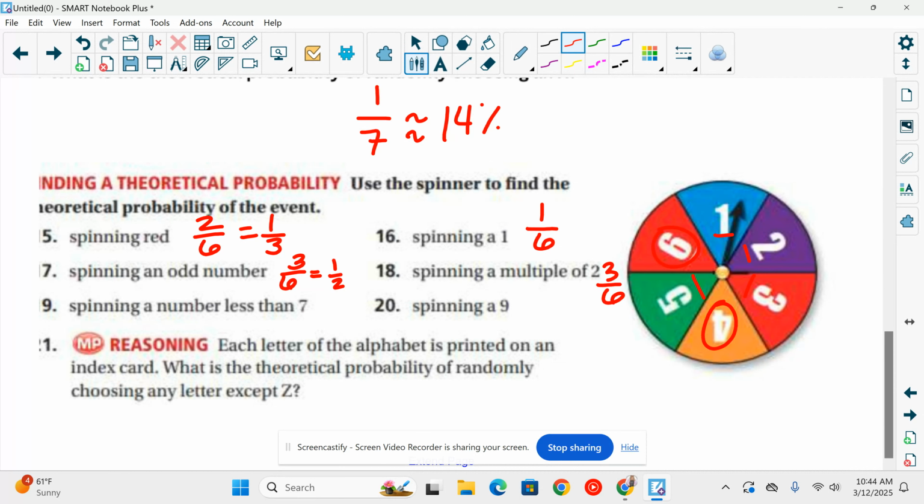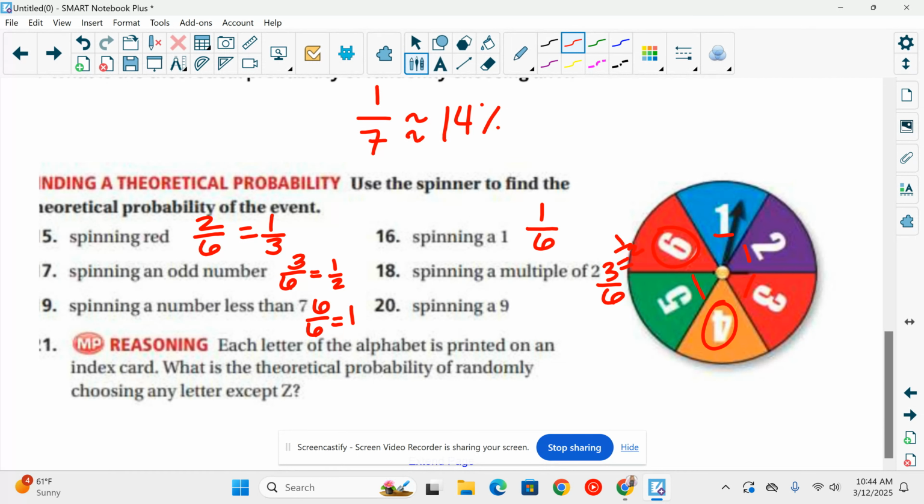That would also equal 1/2. Alright, spinning less than 7. 6 out of 6, which is equal to what? 1 whole. So you have a 100% chance of spinning a number less than 7, don't you?